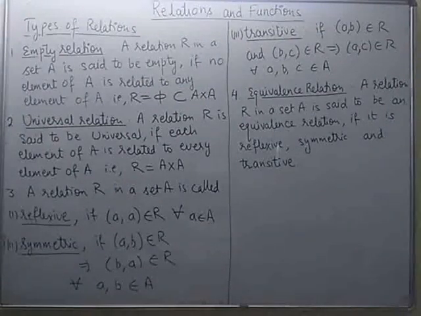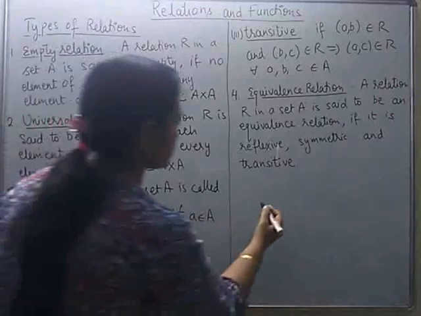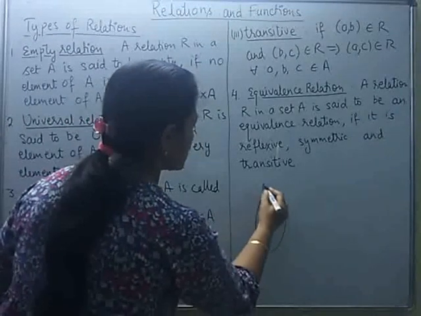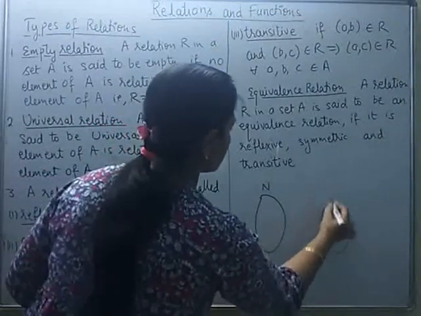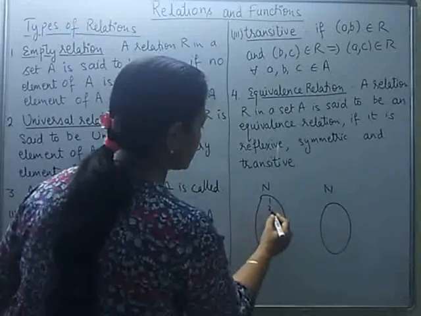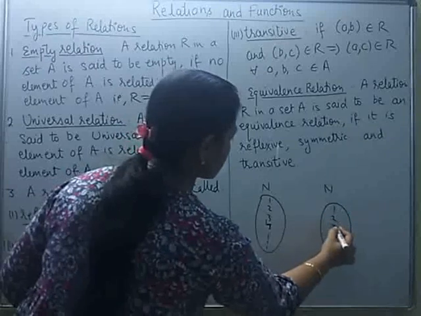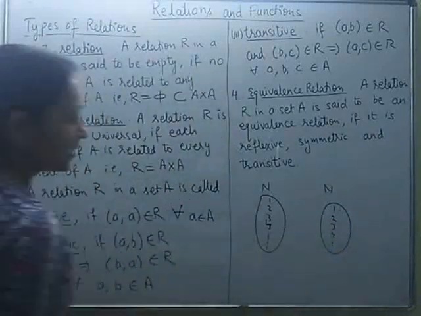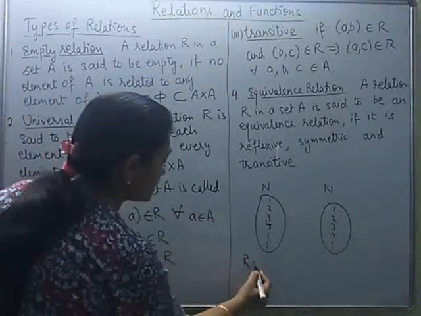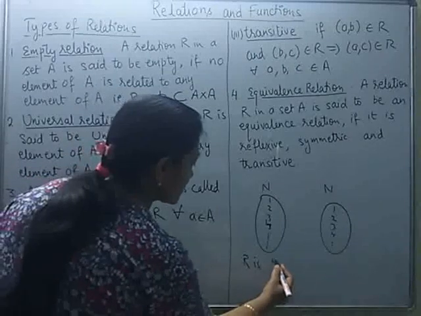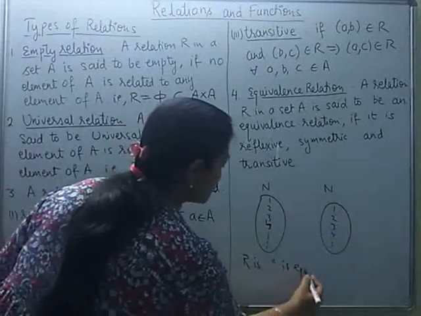Let us quickly take an example. If I take a set of natural numbers here and a set of natural numbers, obviously this is an infinite set, even this, and so on. And suppose relation R is equal to.